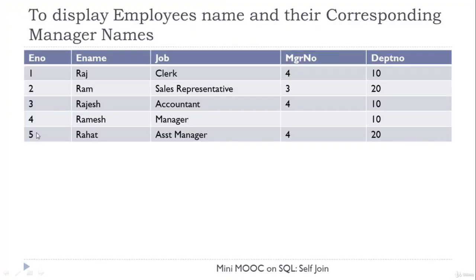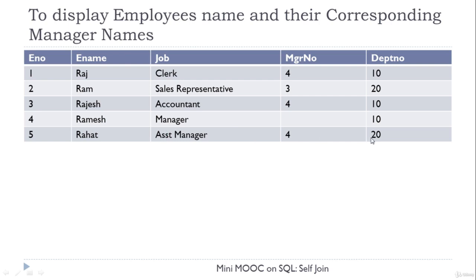Hi, welcome to this video tutorial on self-join. In this session, we will discuss the need of self-join and its implementation. Let's start this session. Let us consider an employee table having columns employee number, e-name, job, manager number and department number.